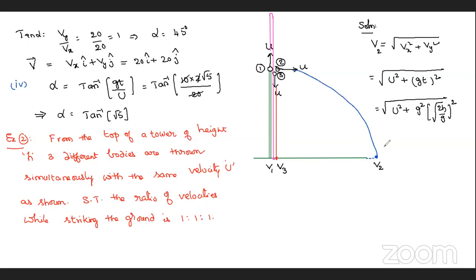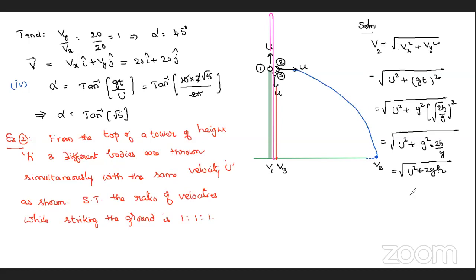Okay, total time of flight. So this equals root of, look here what we are getting, u square plus g square. Here the root and square get cancelled. So you are getting g square into 2h by g. One g gets cancelled, you will get 2gh. So V2 is equal to root of u square plus 2gh. This is V2. Exactly. Beside V2, I got the answer.